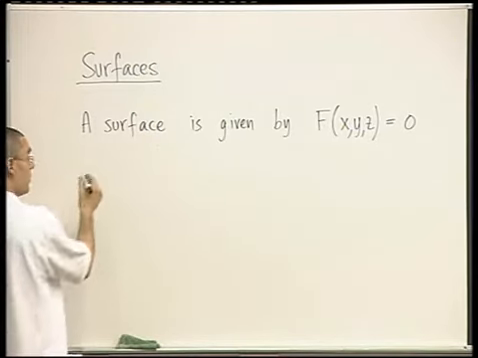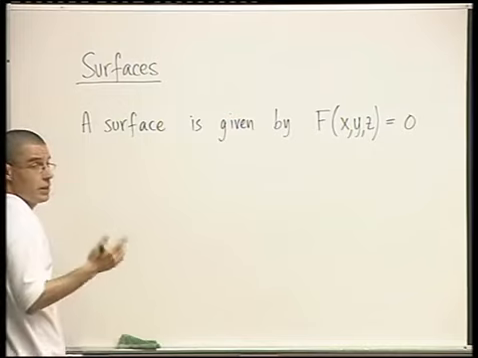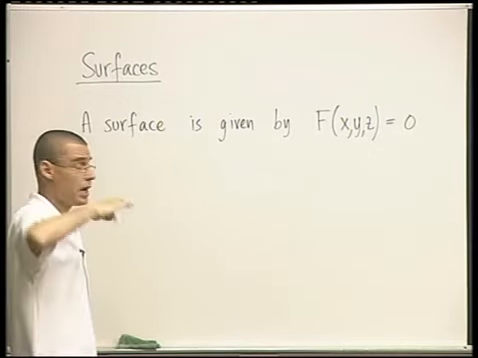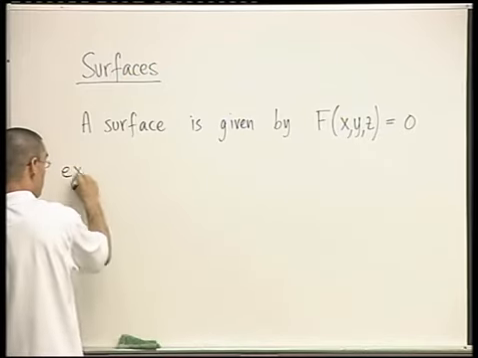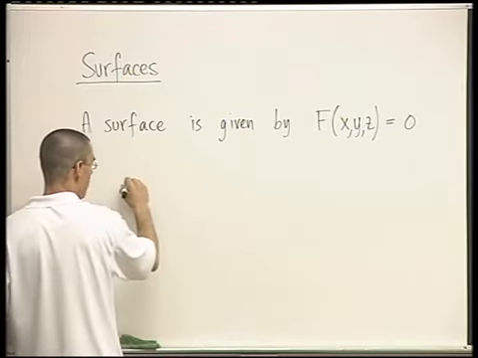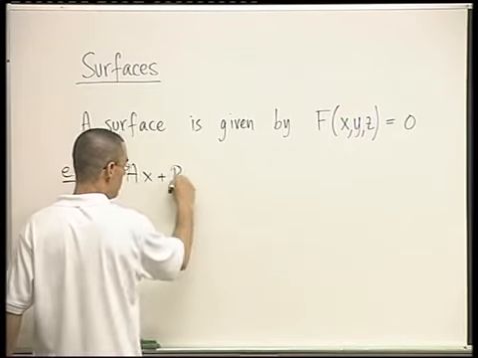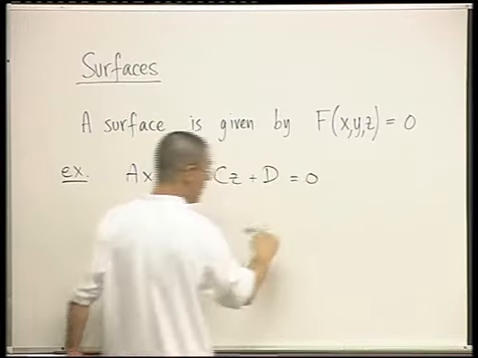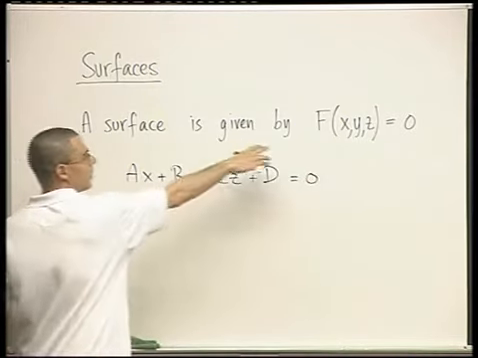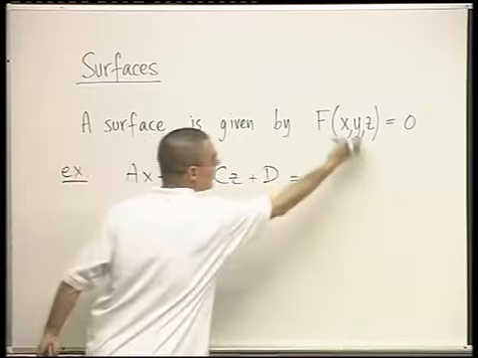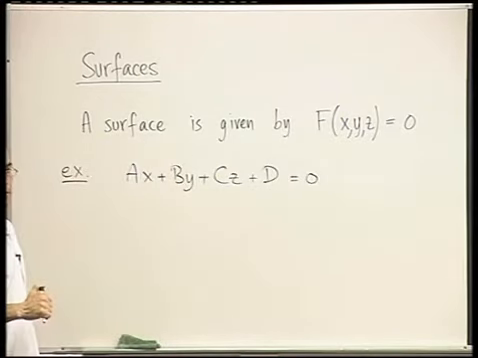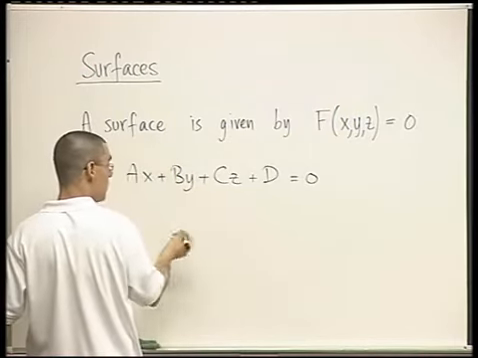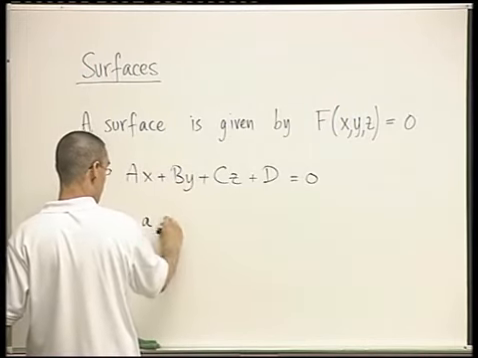So here's an example, the only surfaces we've already seen, which are planes, right? Planes are surfaces. And what did equations of planes look like? They were of the form ax plus by plus cz plus d equals 0. Do you agree that this is some function of x, y, and z equals 0? Do you agree that this is of that form? Okay, so this is an example of a surface in three-dimensional space, and this, as we already know, is a plane.